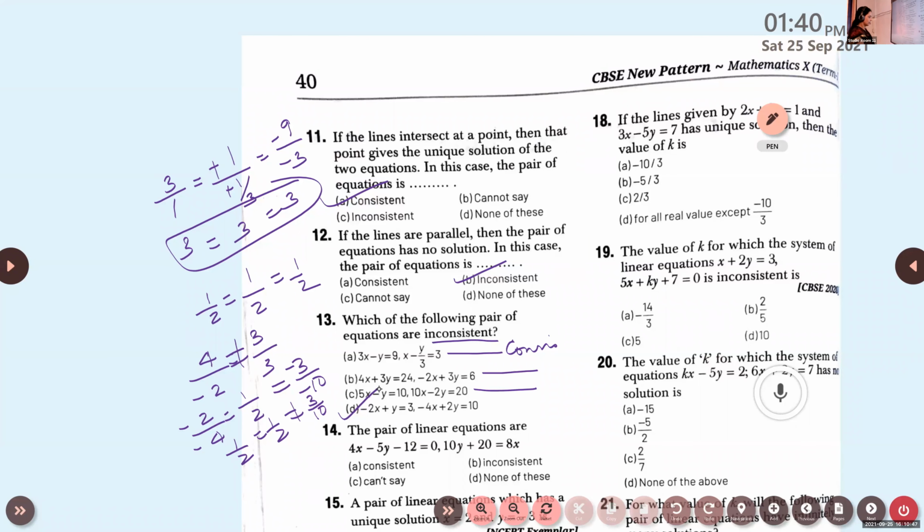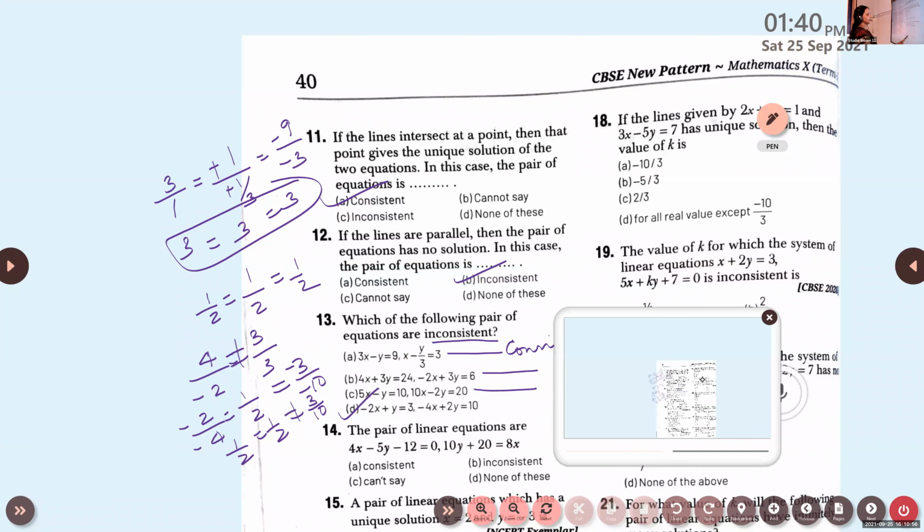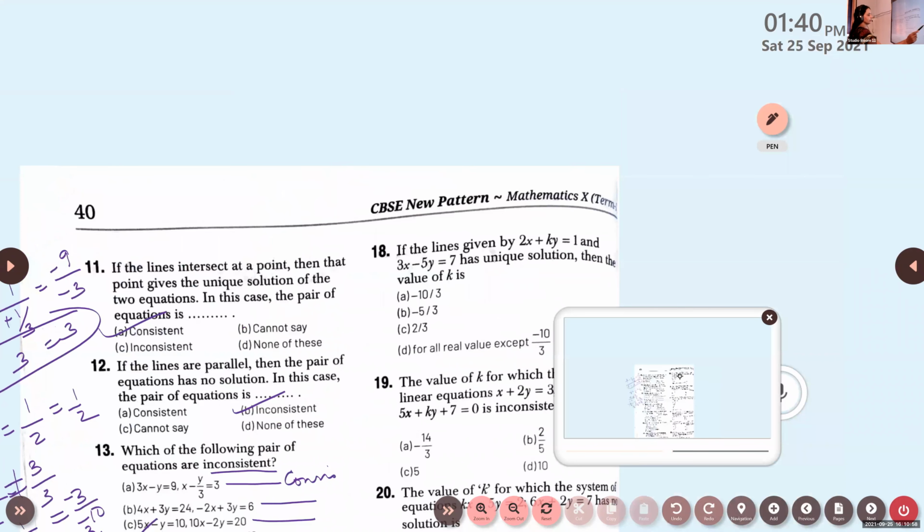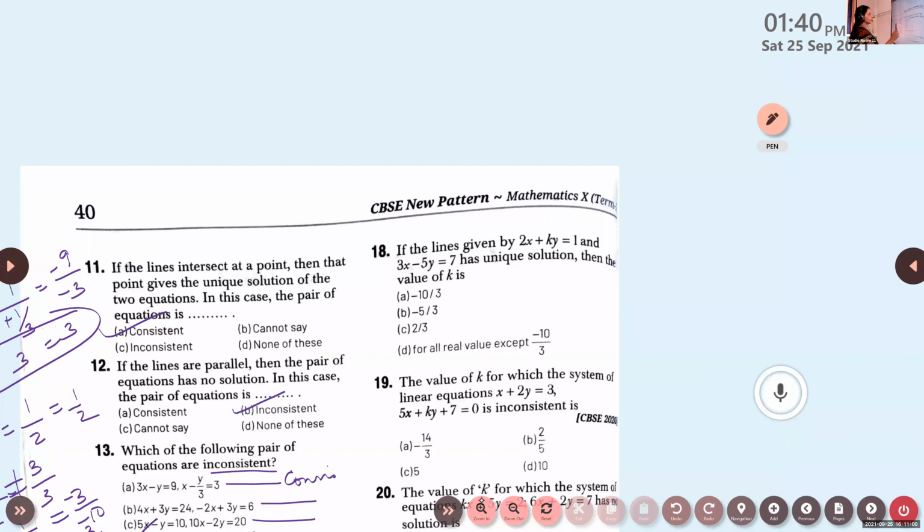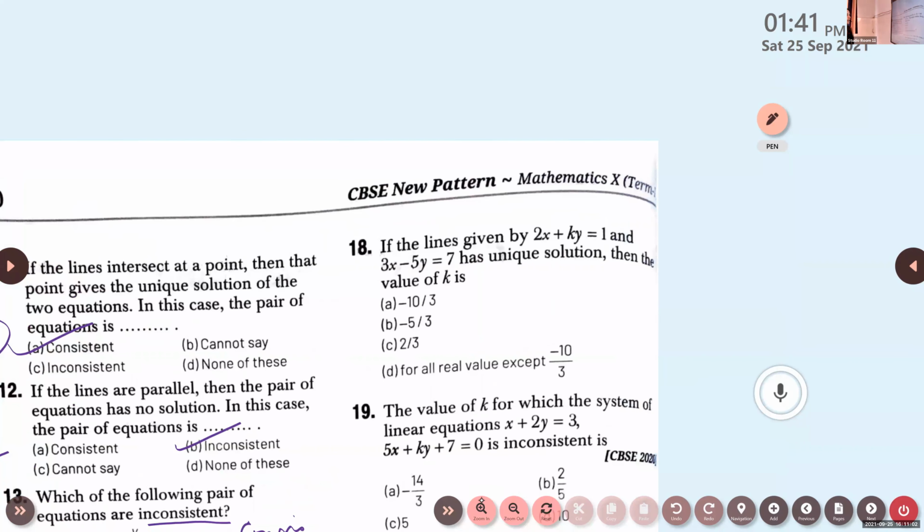Okay. The next 14th and all are of the similar type. Now we can start with the 18th question. Look at the question. If the given equation has unique solution, the value of K is. The given equation has unique solution.